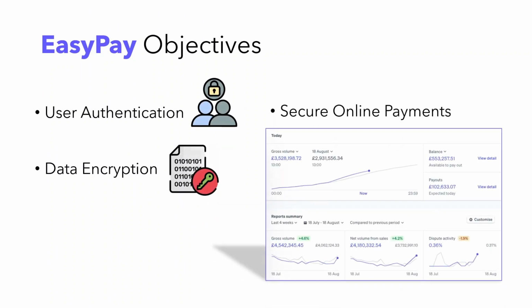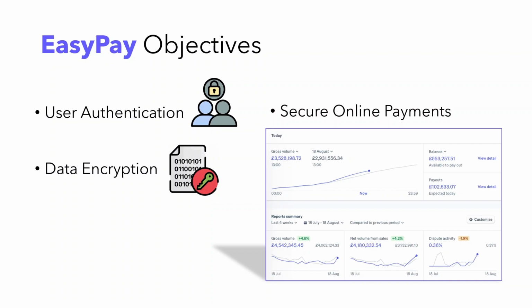The objectives of this EasyPay capstone project were to create a user authentication schema so that when you create products, they're tied to specific accounts and only those users can edit and modify their catalog items.